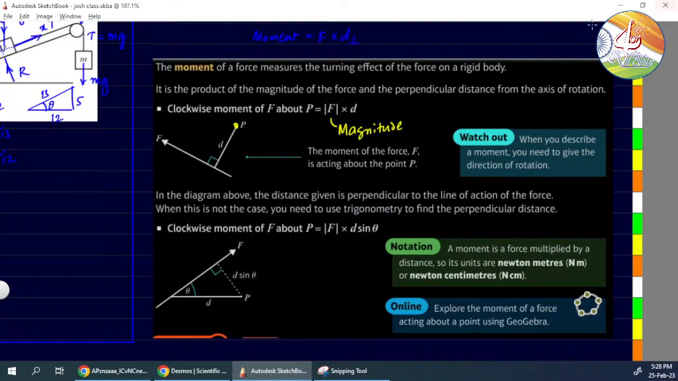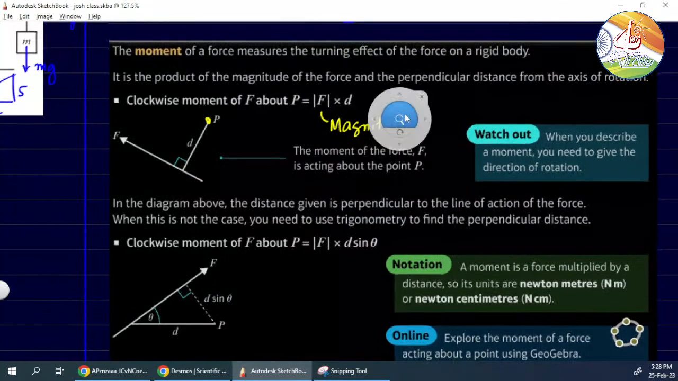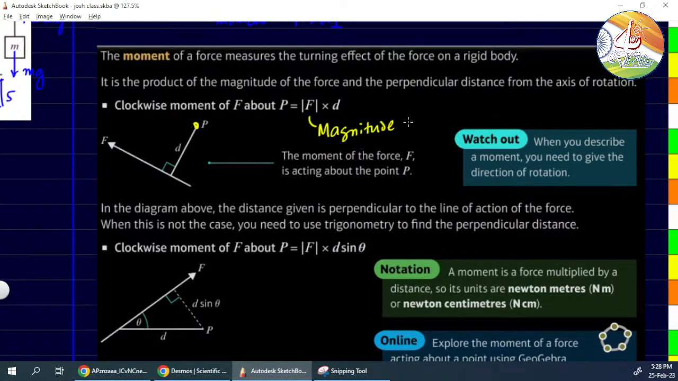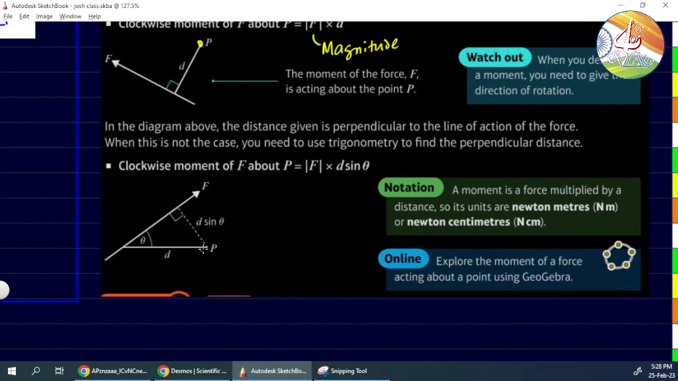So magnitude of the force multiplied with a perpendicular distance. So you can see here the distance is perpendicular. That's what is taken here. Then suppose P is the point and the force F is like this, but we don't know the perpendicular distance. We know a distance which is acting at an angle theta. If this is the case, then first we need to find the perpendicular distance.